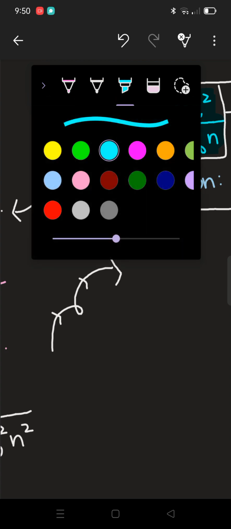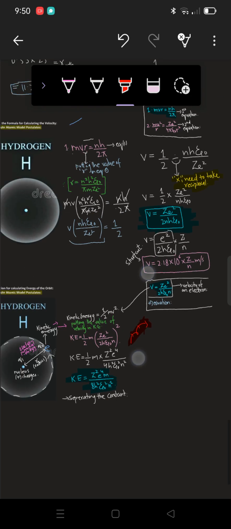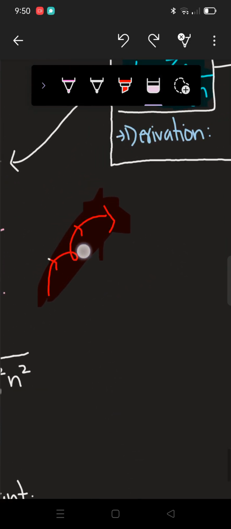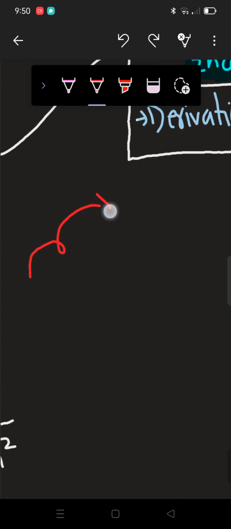This does not look good at all. Alright, let me erase this. Let me make this with the red one. Okay, so let's separate the constants.